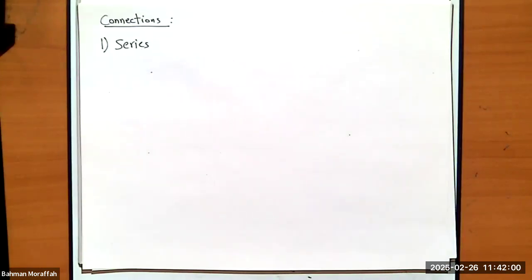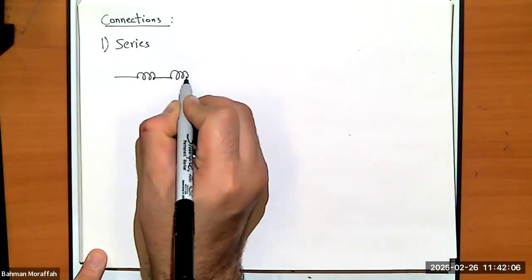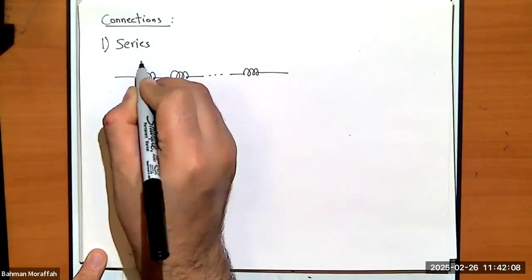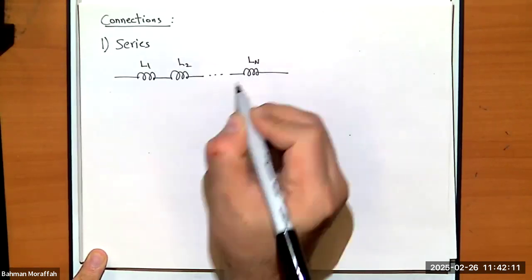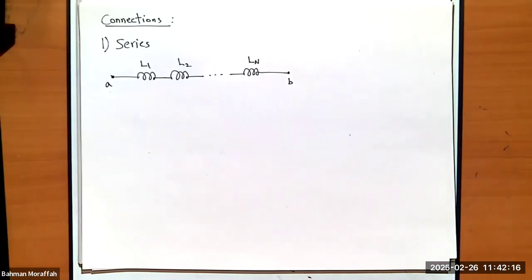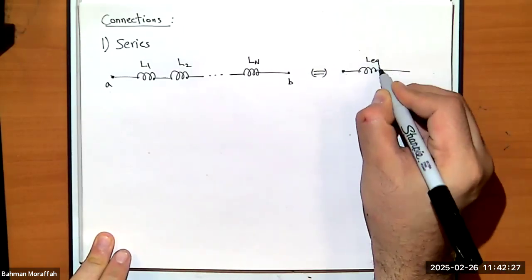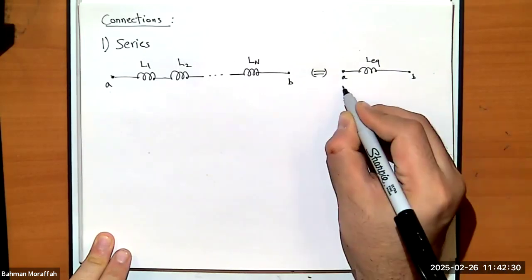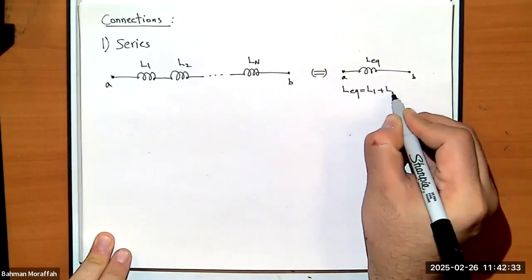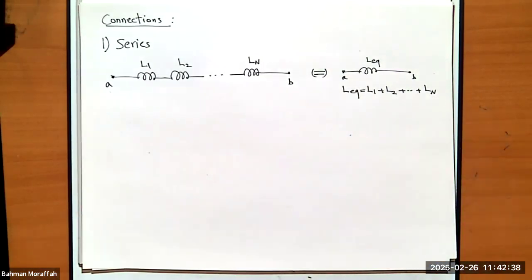Series connections, which means I have a bunch of inductors back to back. Let's just call these L1, L2, and Ln. If I wanted to replace all these inductors that are back to back with one, I can do that and call that value L equivalent. And it turns out L equivalent is L1 plus L2 plus Ln, which is similar to series resistors.